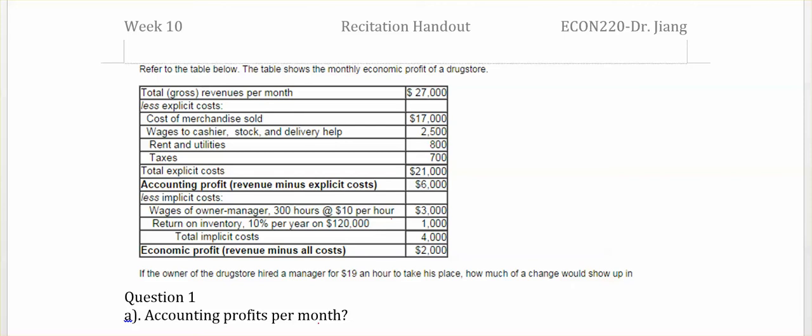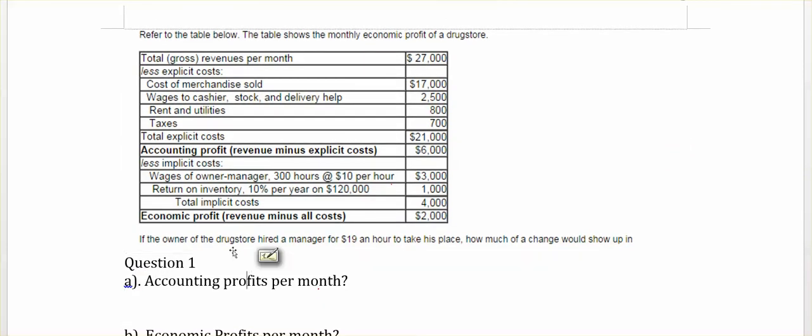So to answer this question, you need to figure out which part of the cost has changed. So let's look at the question. Refer to the table below. The table shows the monthly economic profit of the drugstore. And so you can see in this question, we can find the accounting profit is $6,000 and the economic profit is $2,000.